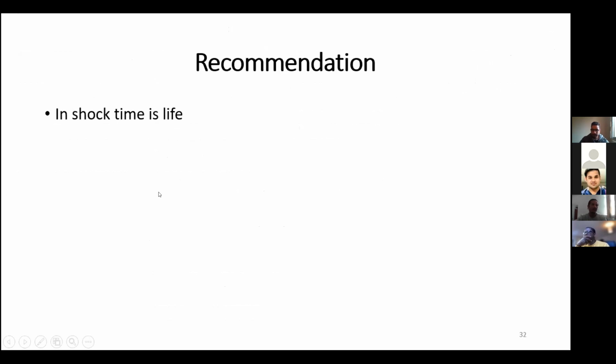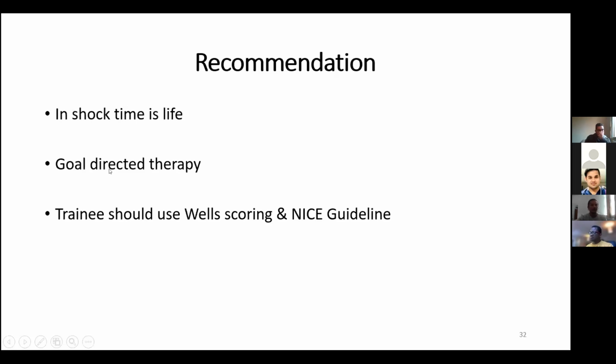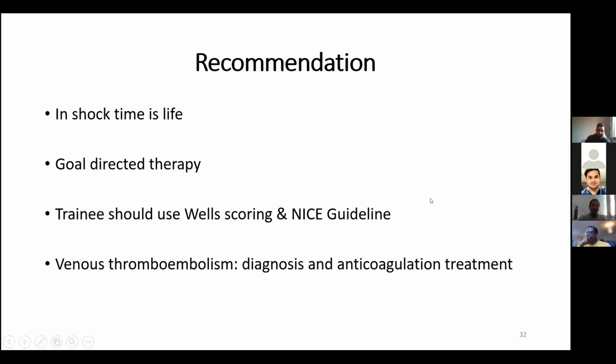As a recommendation, in shock, time is life. So we have to act really fast. The patient might deteriorate and we might lose the patient. We should always aim for goal directed therapy. As a trainee, we should use the Wells score and NICE guideline for VTE, for venous thromboembolism diagnosis and anticoagulation treatment.